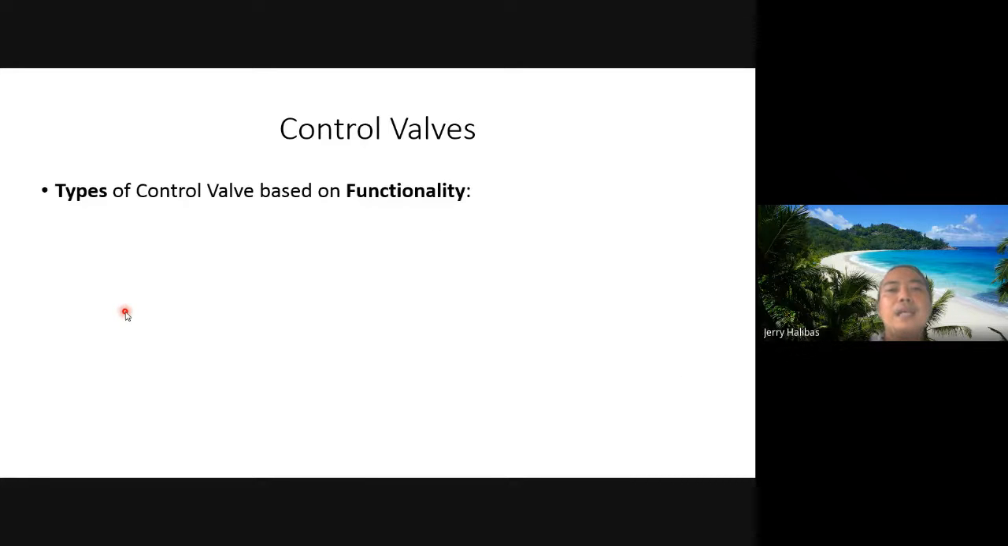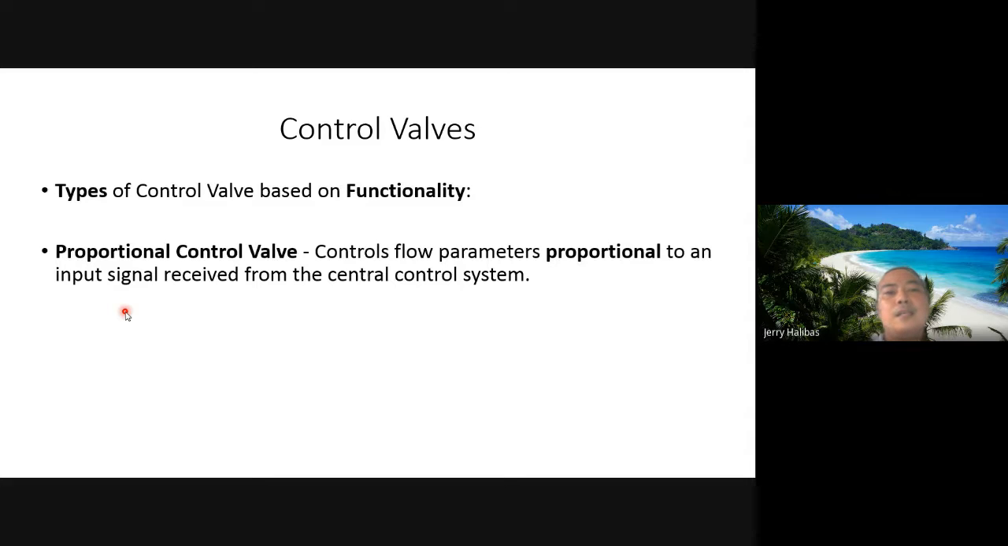Okay, na may pangutana? Wala. So we go now to the types of control valve based on functionality. Okay, so mo na giniingon na proportional control valve. Okay? Okay, proportional controls the flow parameters proportional, no? To an input signal received from the central control system. It can be, based on my experience, duwa ra ka klase na signal lang so far ang nakita, pneumatic or electrical, no? Kurente or pneumatic.